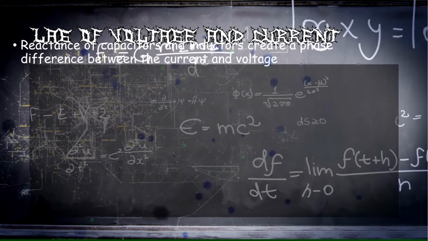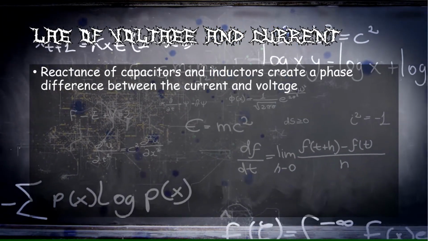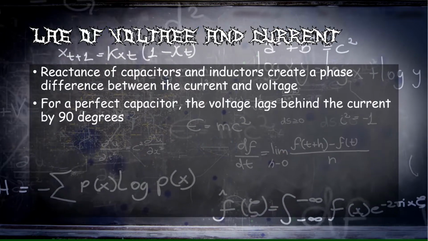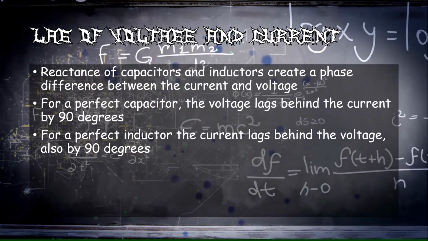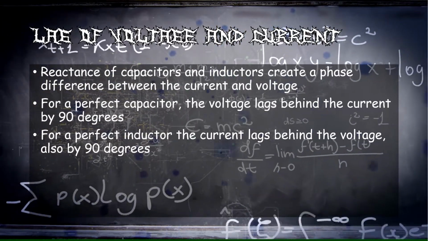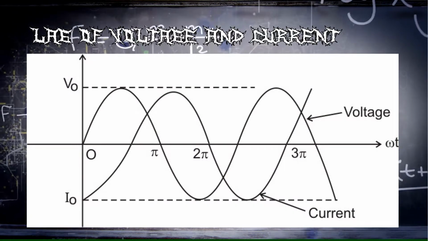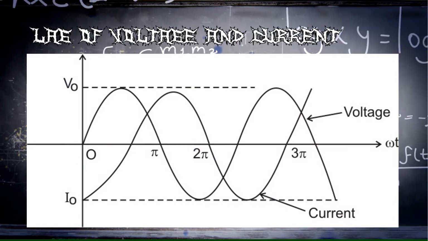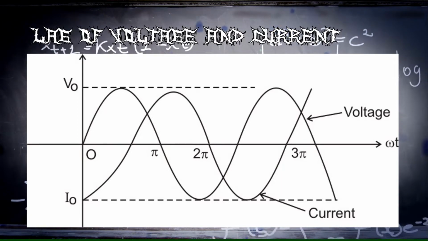Another important thing to note is that capacitors and inductors create a phase difference between the current and voltage. For a perfect capacitor, the voltage lags behind the current by 90 degrees, and for a perfect inductor, the current lags behind the voltage also by 90 degrees. This graph here shows the voltage lagging behind the current, so it is for a capacitor. For an inductor, they just switch around.